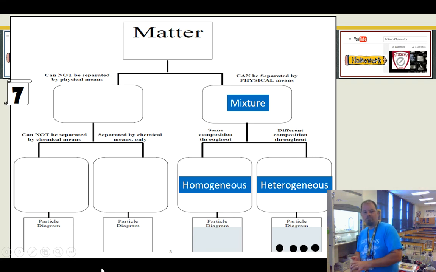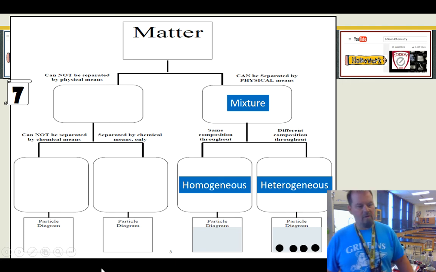And I think that maybe number 7. So good luck drawing your particle diagrams. I check your work with my work and we're all set.